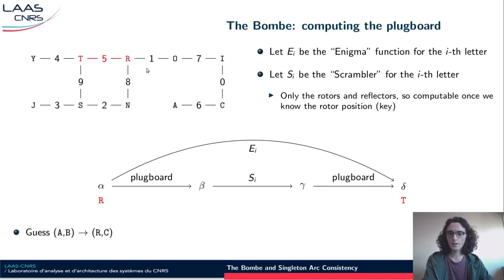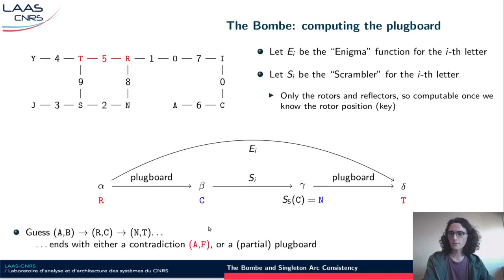For example, here, if you have the letter R as an input, you guessed before that it was linked to C. You can compute the action of the scrambler at step 5 that gives you the letter N. So it must be that N is linked to letter T in the plugboard. So you continue this so on and so on until you either find a contradiction, so it means that one guess you made was wrong, or you find no contradiction, and that means that you have found a compatible partial plugboard assignment with the key you tried.